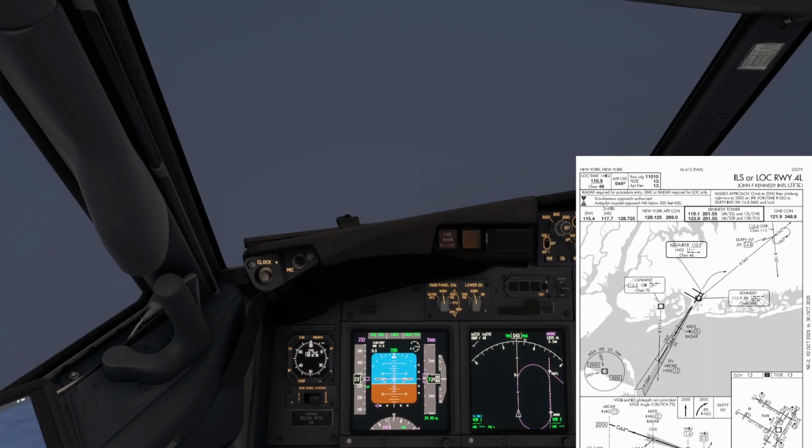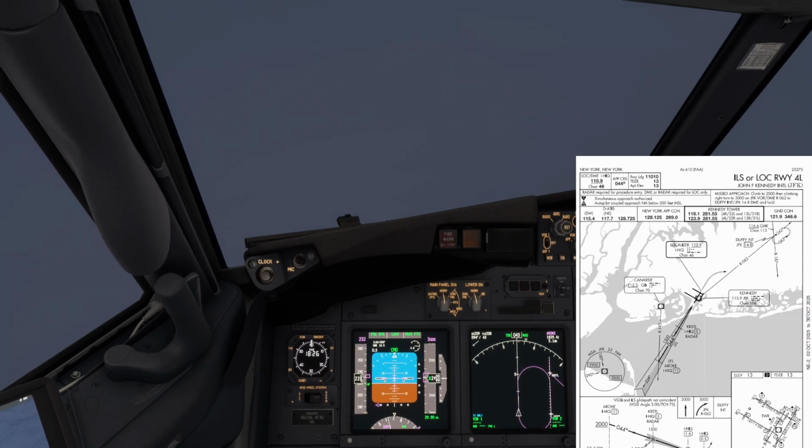I've got the same chart. Oh shoot, I had the RNAV to 4 left pulled up. Let me get the ILS. Okay, cool. Plate is valid till October 30th. That's what this is right here. This is the validity of your chart.